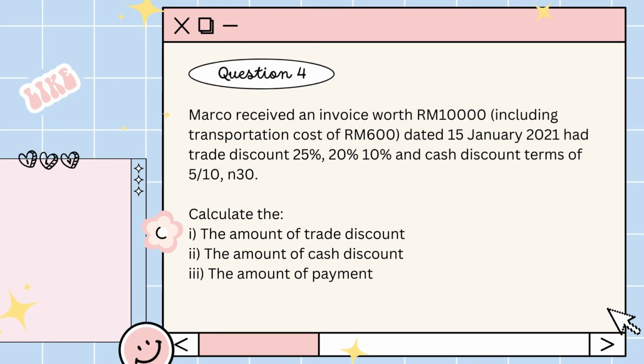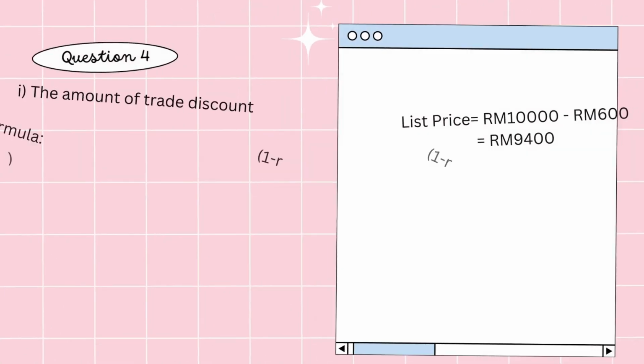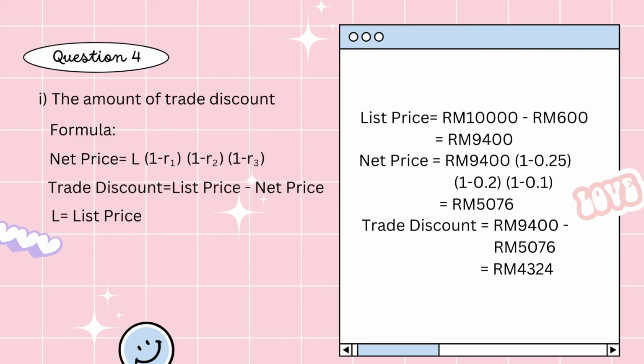It is stated that Marco received an invoice worth RM10,000 including a transportation cost of RM600, dated 15 January 2021, and he had trade discounts of 25%, 20%, 10% and cash discount terms of 5% if he pays within 10 days. So in this question, we need to calculate the amount of trade discount, the amount of cash discount, and the amount of payment.